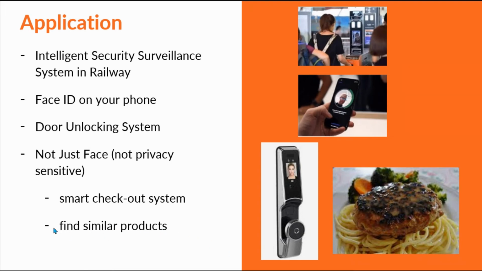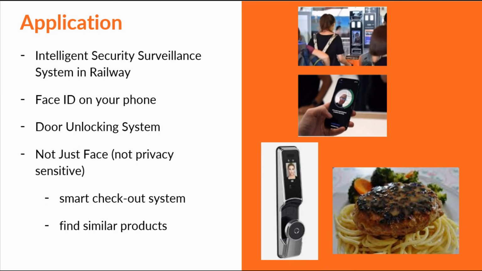As for the last one, finding similar products. If you often go to Amazon to buy something, you will find we can use a functionality to find some similar products, and then we compare the prices and choose the one with the lowest price. So we buy it.